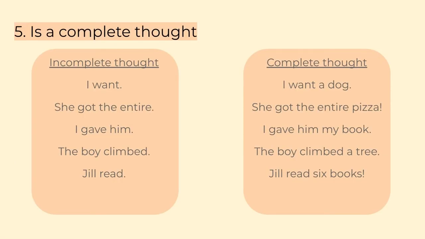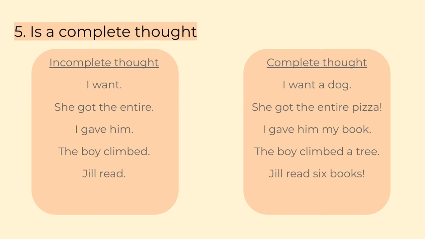Number 5 is a complete thought. Let's look at 2 examples to help us understand what a complete thought is. So an incomplete thought is stuff like, I want. She got the entire. I gave him. The boy climbed. Jill read. So we're going to take these incomplete thoughts and make them into complete thoughts. I want would be, I want a dog, because then it tells you what I want. Otherwise, you don't know. She got the entire. She got the entire what? So we would make that sentence, she got the entire pizza.